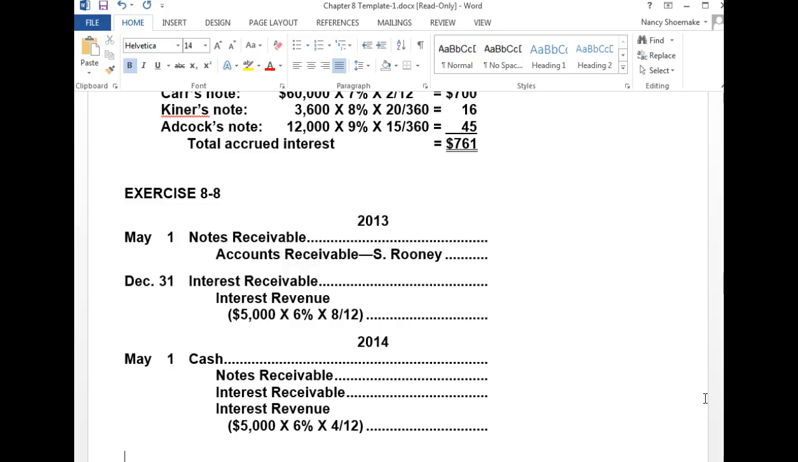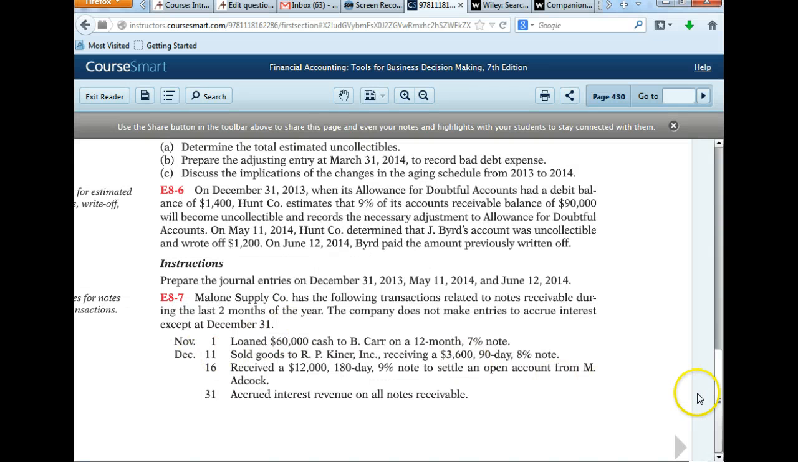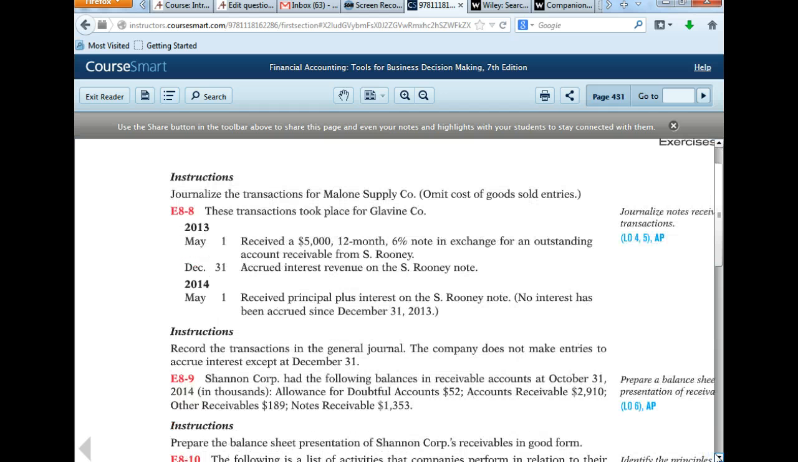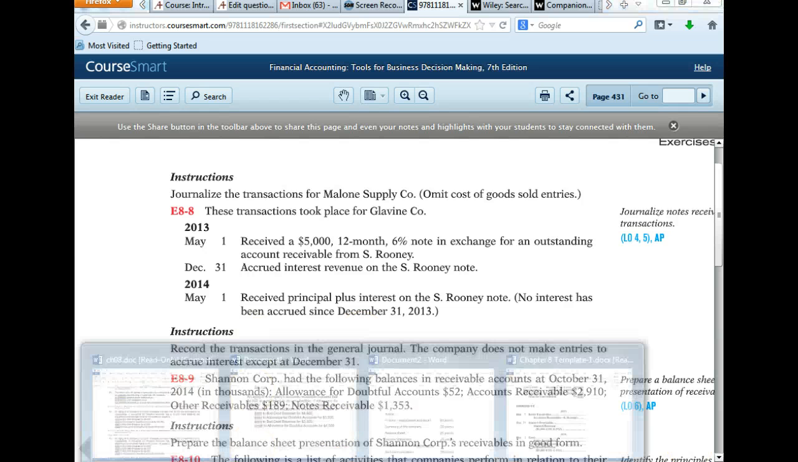One last one, 8-8, and we'll go. Journalize the transactions. These transactions took place with Glavin Company. Received a $5,000 12-month 6% note in exchange for an outstanding accounts receivable from S. Rooney. Accrued interest revenue on the S. Rooney note. Received principal plus interest on the S. Rooney note. No interest has been accrued since December 31st. Record the transactions in the general journal.